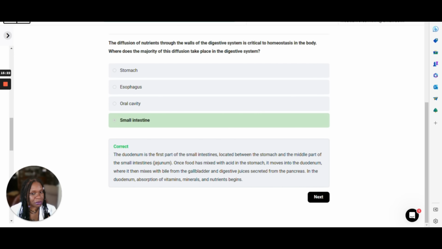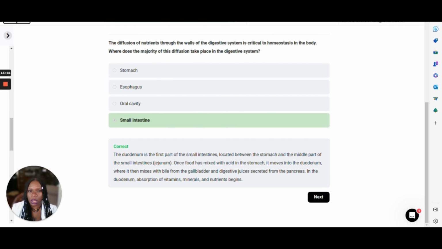The duodenum is the first part of the small intestines. It's located between the stomach and the middle part of the small intestines, the jejunum. Once food has mixed with the acid in the stomach, it moves to the duodenum, where it mixes with the bile from the gallbladder and digestive juices that are secreted by the pancreas. From there, in the duodenum, the absorption of vitamins, minerals, and nutrients begins. So it always takes place in the small intestine. Remember, the small intestine's always first.